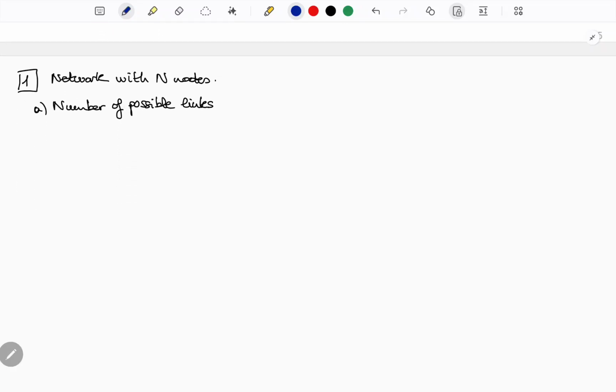So remember that the number of possible links, if I have a set of n nodes, in general, I have to make a distinction if the network is directed or if it is undirected. For directed networks, I think it's easier to understand, because for every node, let's take this node, I have n-1 nodes to which it can connect with a directed link. So these are all the possible links that I have.